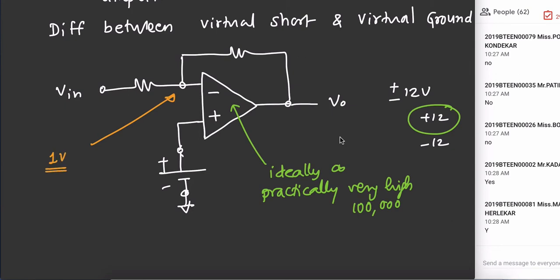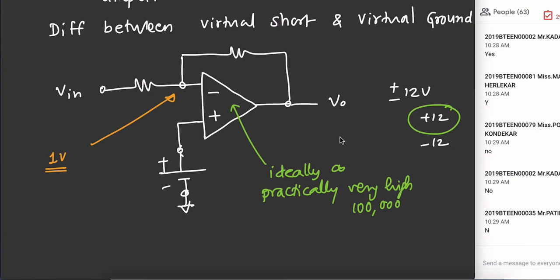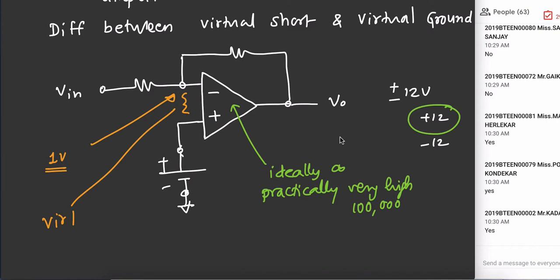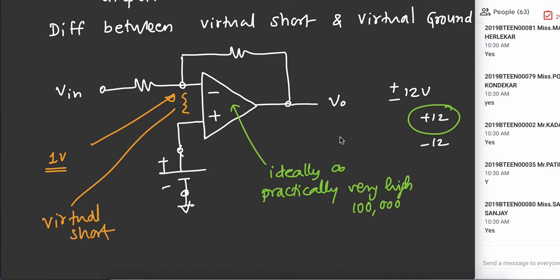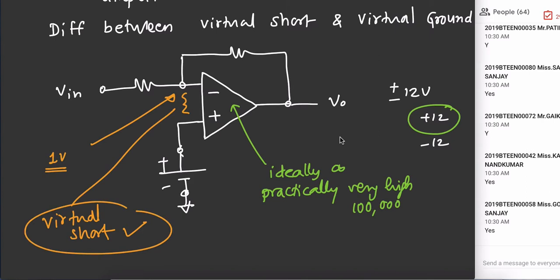Okay. Now can we call it as a virtual ground now? Yes or no? Is it grounded? No, it's not zero potential. So this is not virtual ground, right? This is not virtual ground, but can we call it as a virtual short? Can we call it as a virtual short? Yes. So virtual ground is a special case of virtual short when the non-inverting terminal is at zero potential. Virtual ground is a special case.